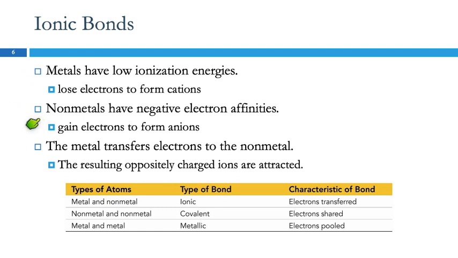And so what can very easily happen with metals and nonmetals is that the metal will transfer an electron to the nonmetal. As a result of this, one of these is a positive ion and one is a negative ion, and now they're really attracted to each other. Opposite charges attract. So in ionic bonds, we have a transfer of electrons. Electrons start with the metal, and they get transferred to the nonmetal.